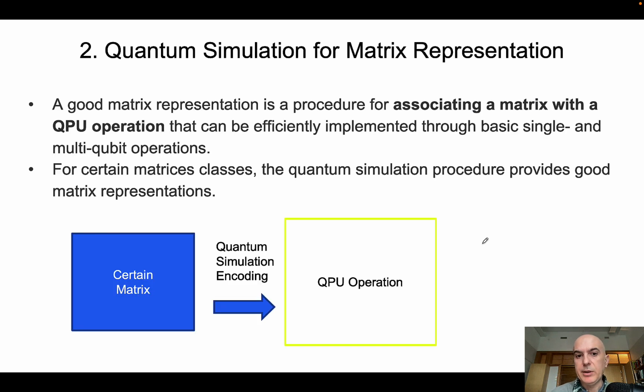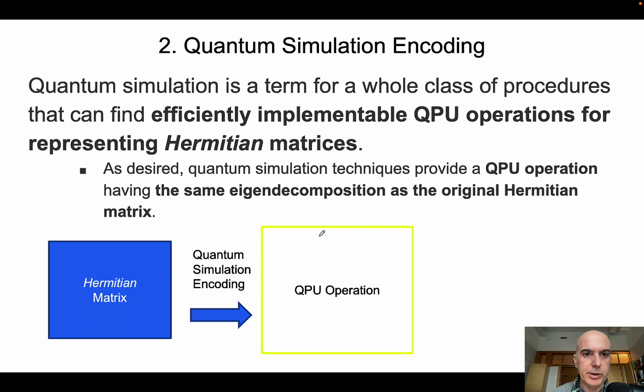So a good matrix representation is a procedure for associating a matrix with a QPU operation that can be efficiently implemented with single and multi-qubit operations. So the quantum simulation approach is basically associating a certain matrix to a number of QPU operations, a number of QPU gates. For certain matrix classes, the quantum simulation procedure provides a very good matrix representation that allows us to perform operations like transpose and matrix multiplication.